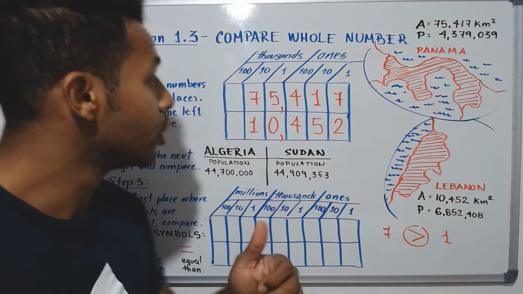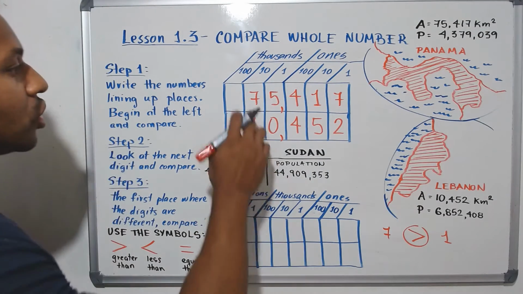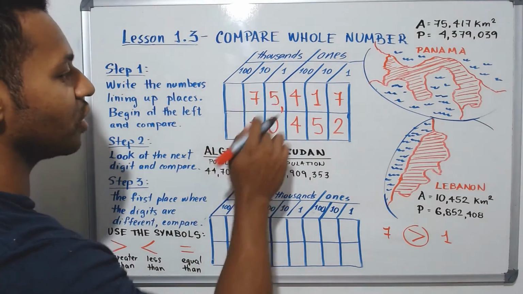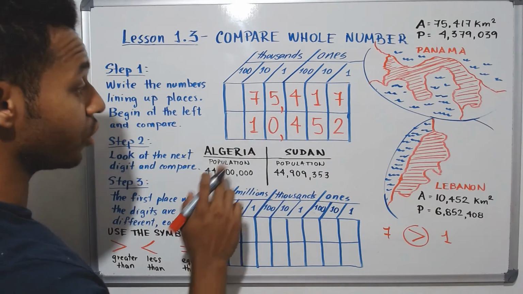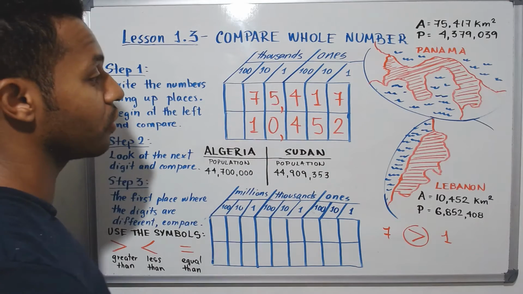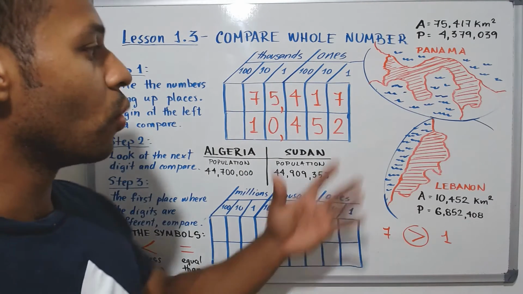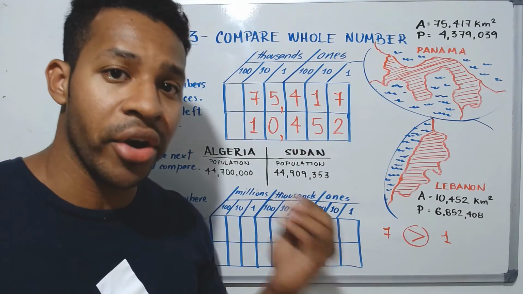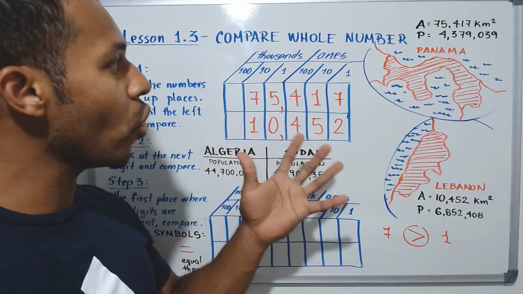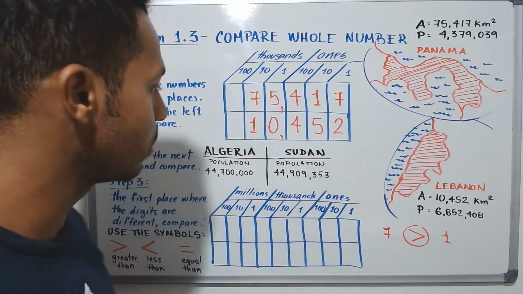That's right. So we know which number is greater than the other. So this number, 75,417, is greater than 10,452. So which of the two countries has more space on Earth? Of course, Panama has more space on Earth.